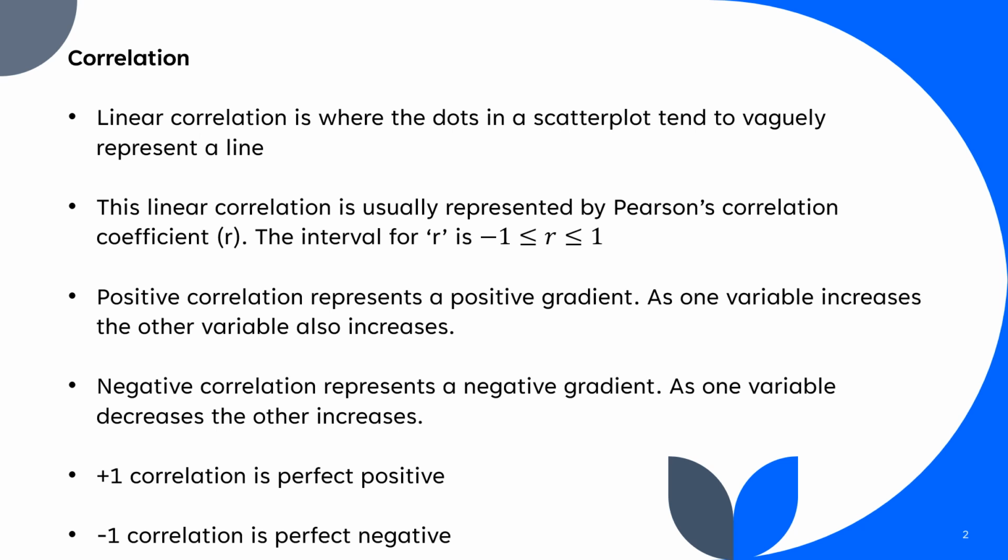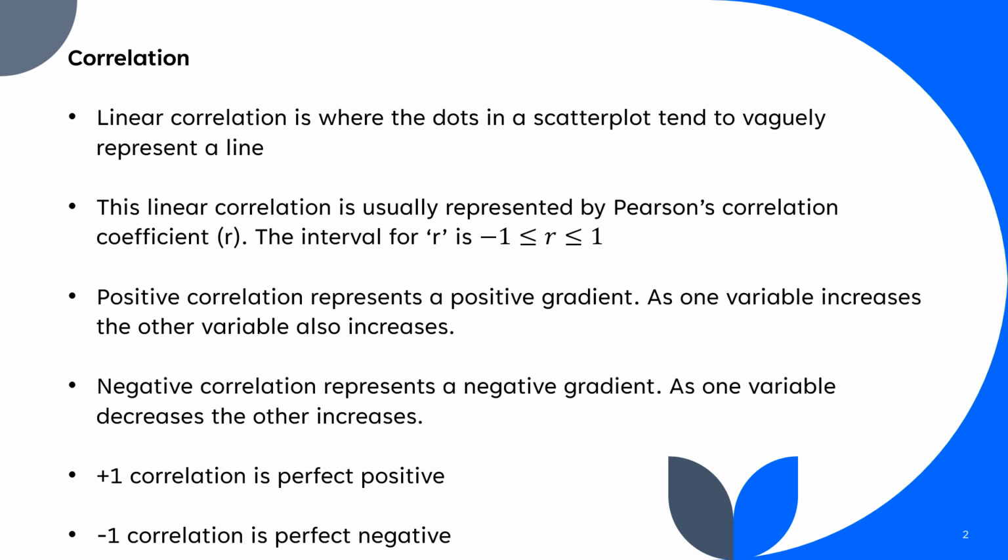Pearson's correlation represents the linear correlation, and it can range from -1 to 1, and it'll be represented by the letter R. If it's a positive correlation, it has a positive gradient. As one variable increases, the other variable also increases. And a negative correlation represents a negative gradient. So it's a bit like our straight lines that we've done in the past. And with your negative correlation, as one variable decreases, the other increases.